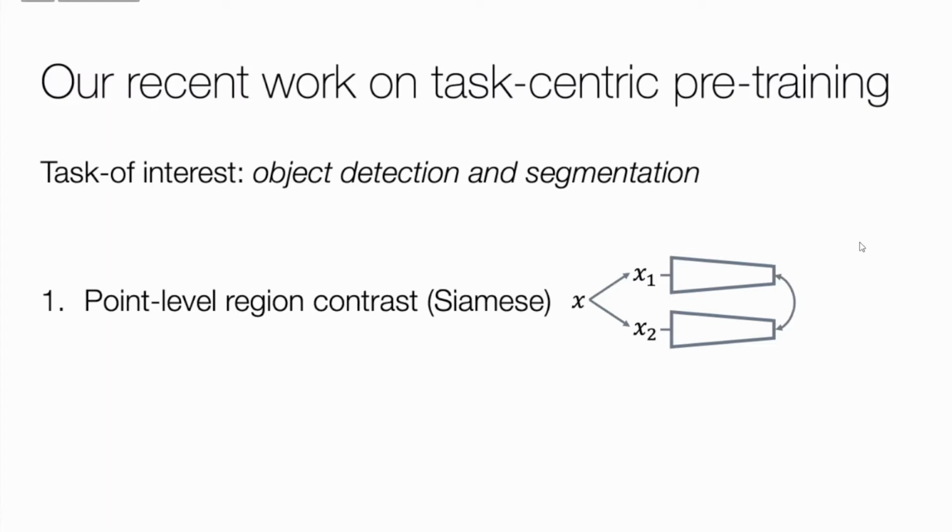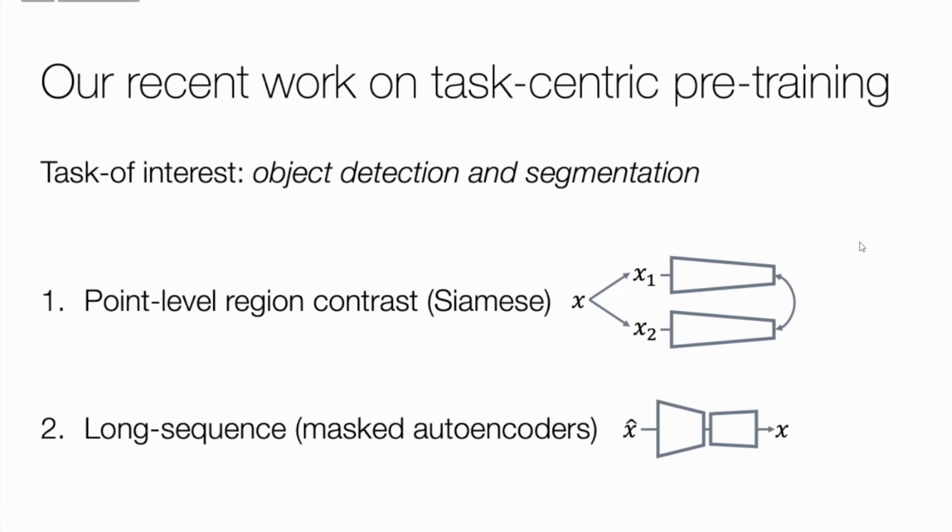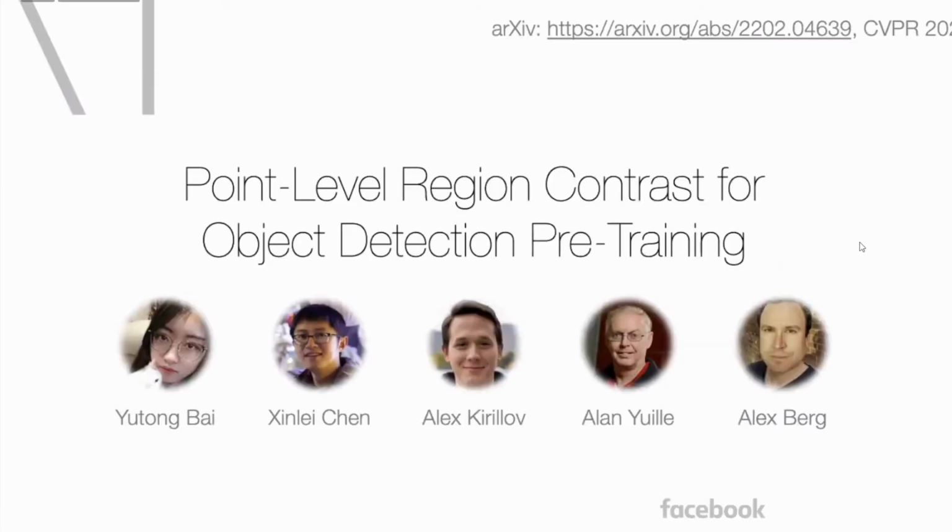I'm going to talk about two things. The first is point-level region contrast. It's built on Siamese or contrastive learning. And the second, I'm going to talk about long sequence masked autoencoders. That's a recent work built on MAE, masked autoencoding. So the first talk is point-level region contrast. And this is an intern project led by Yutong, and I'm one of the co-mentors together with Alex Krylov and Alex Berg.